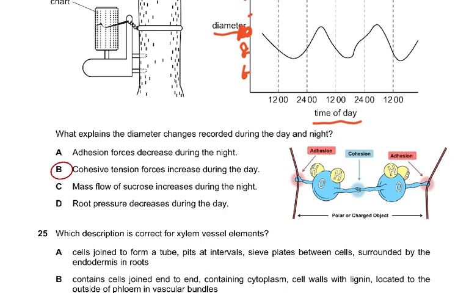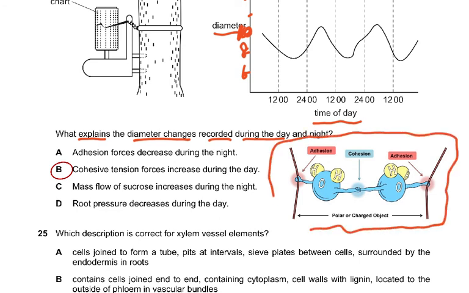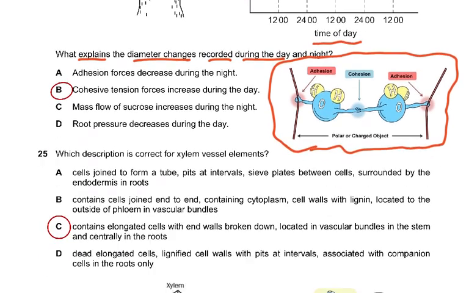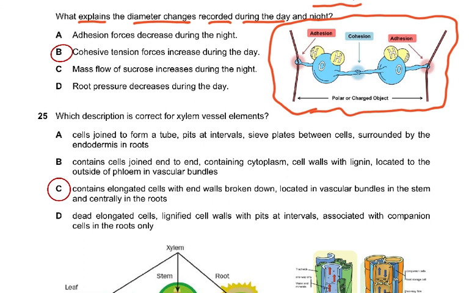Now, the other answers were incorrect. Why? Because it says what explains the diameter changes recorded during the day. So, cohesive tension forces increase during the day. That's why you can see the diameter decreasing. This diagram very nicely illustrates this. I like this diagram a lot because it illustrates this very beautifully, how it is going to pull inwards, and that of course results in a decrease in the diameter. And then we come to question 25.